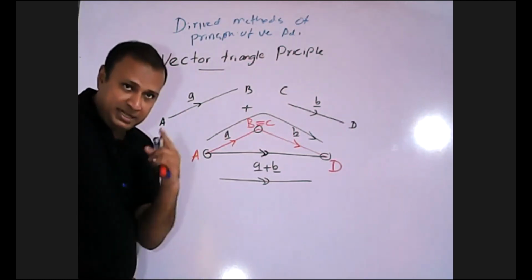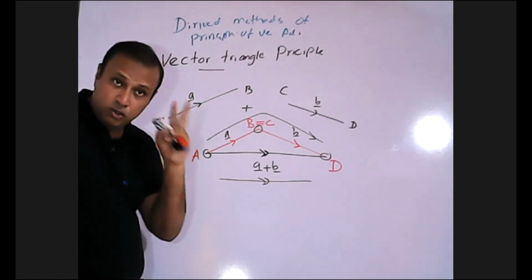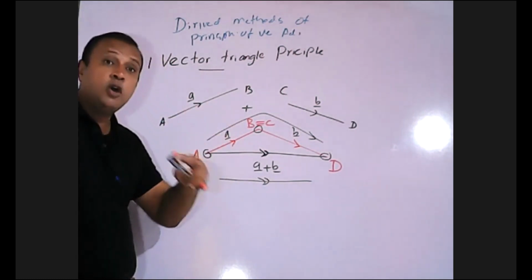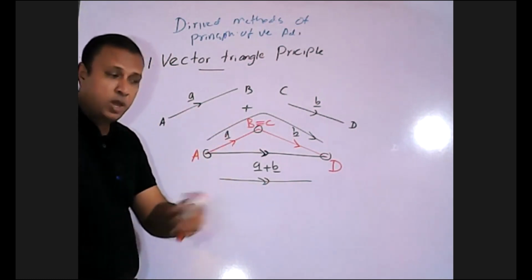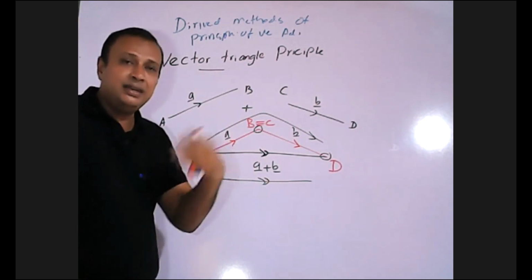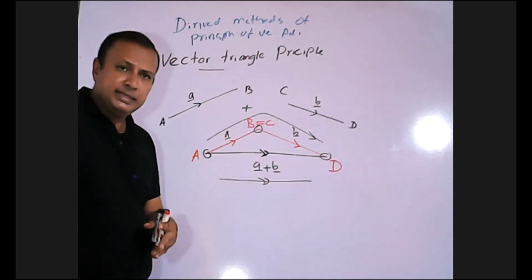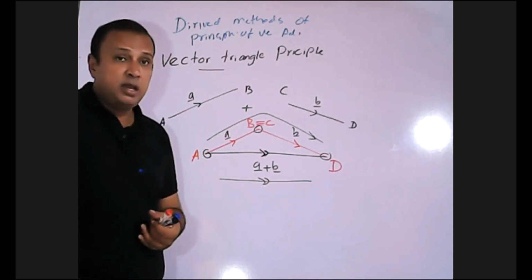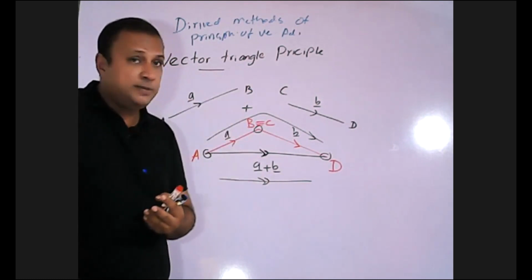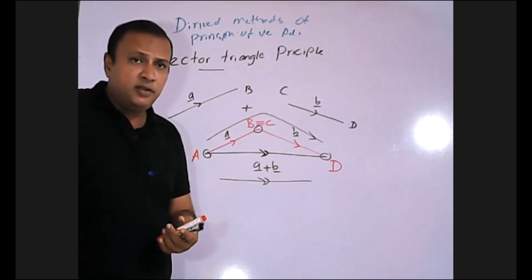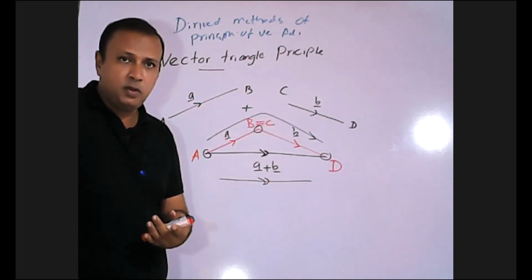The most important thing is you can add two coplanar vectors using the vector triangle principle. If you want to add more than two vectors, you have to apply the vector triangle principle again and again. But if you use the principle of vector addition, the basic principle, you can add any number of vectors at one time.